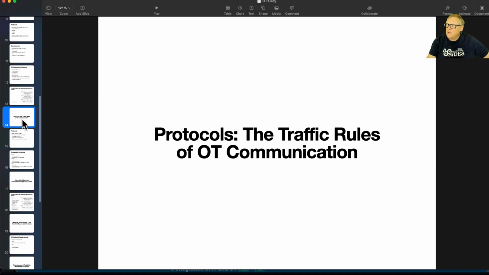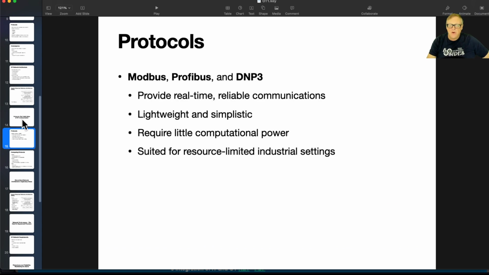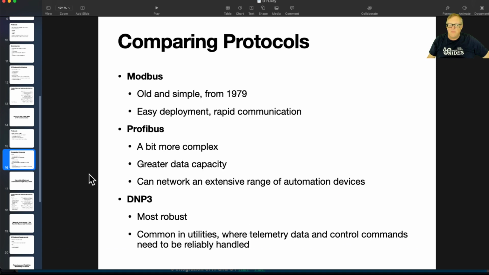So the protocols. These three protocols give real-time, reliable communication. They're very simple, very lightweight. They require minimal computing power because they're intended to run on equipment and are designed for really old equipment. And so they're intended to be very simple systems. Modbus is the oldest, from '79. Profibus came a little later and is a little more complex. And DNP3 is more robust and common in utilities like electric power plants.